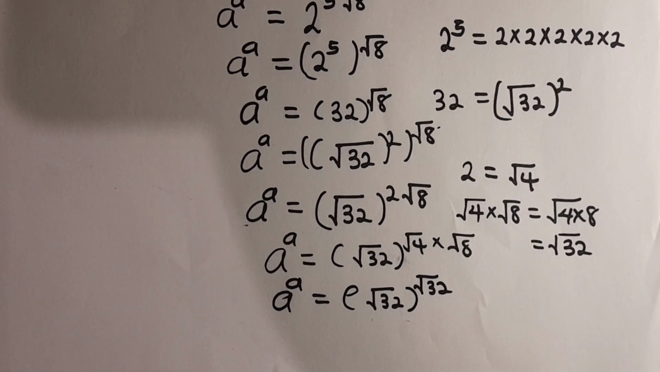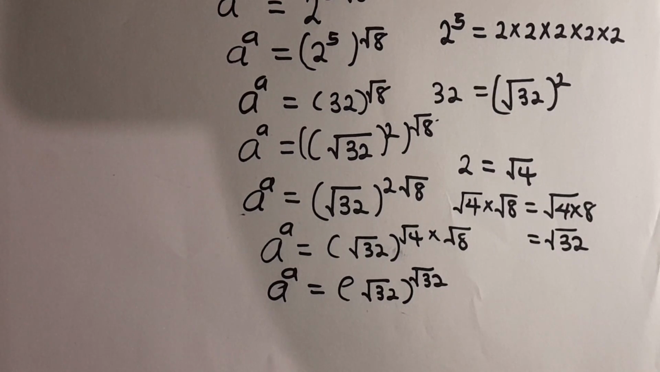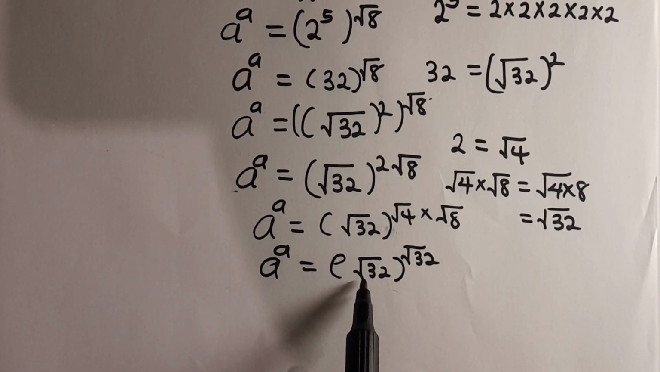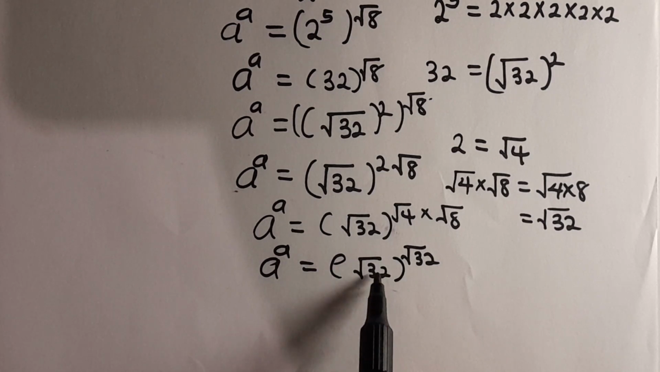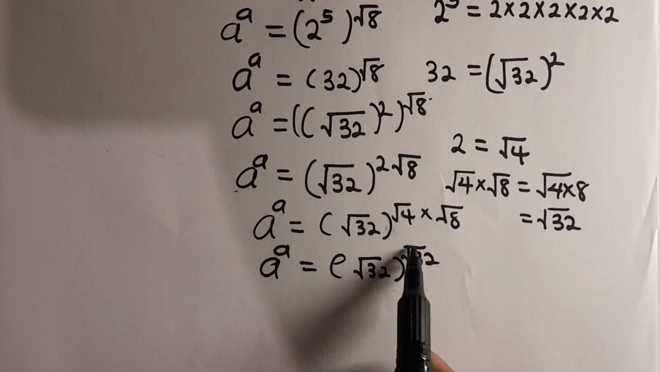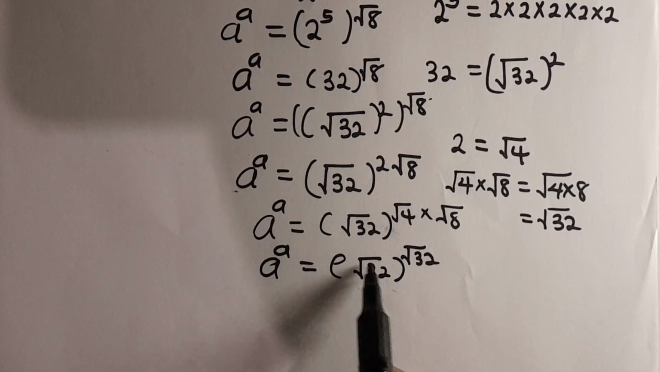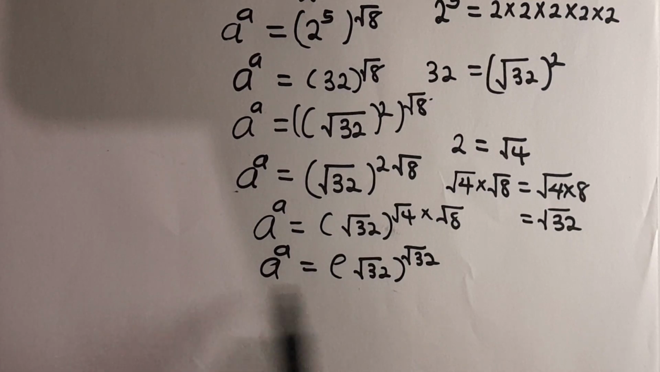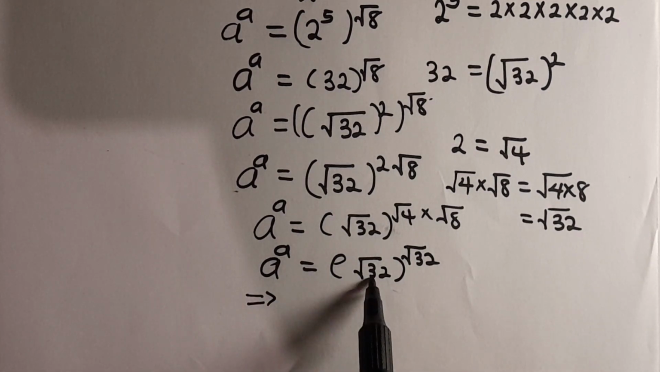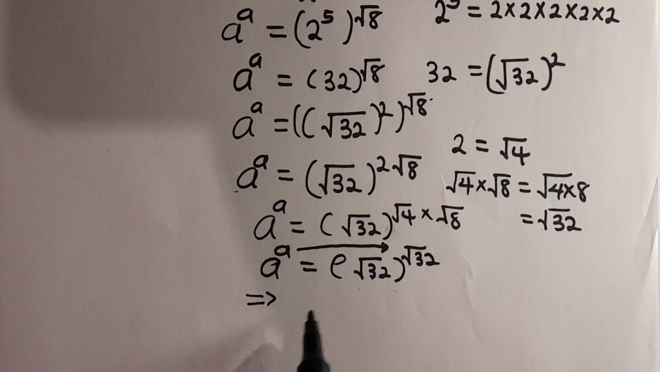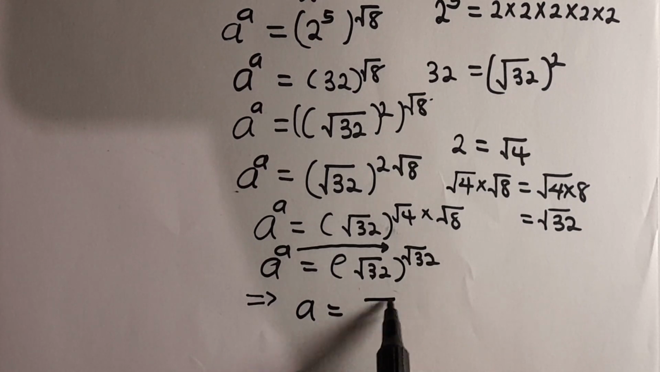Now from here, it is crystal clear that we have a raised to power a to be a perfect match. We have a raised to power a, and we have square root of 32 raised to power square root of 32. It implies that this equals this and this also equals this one. So therefore, our a equals square root of 32.